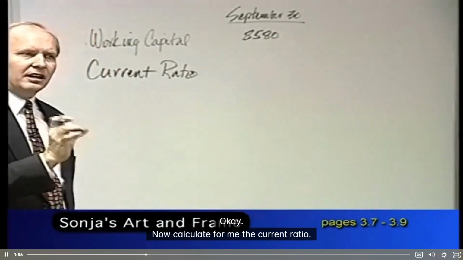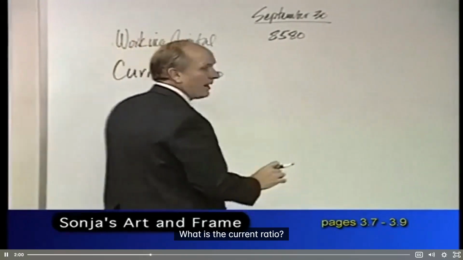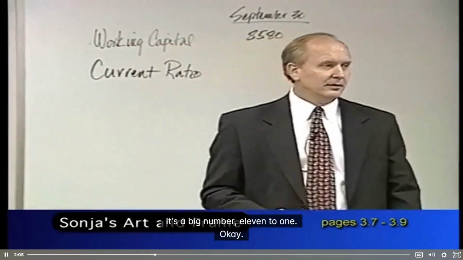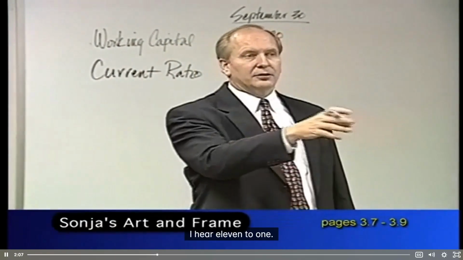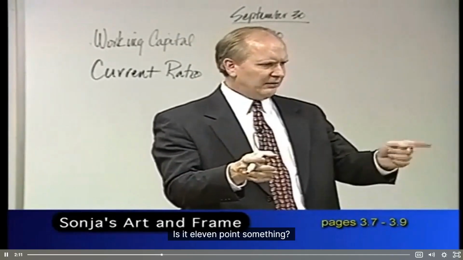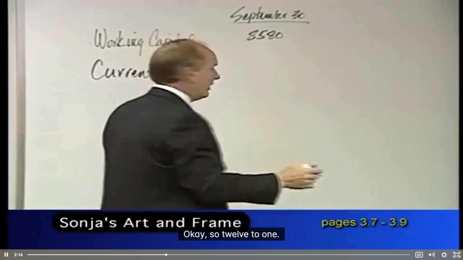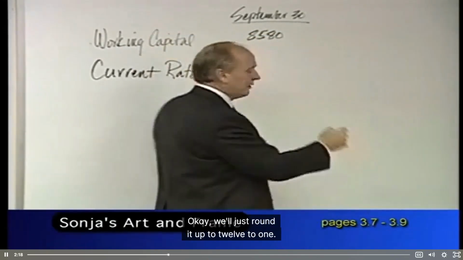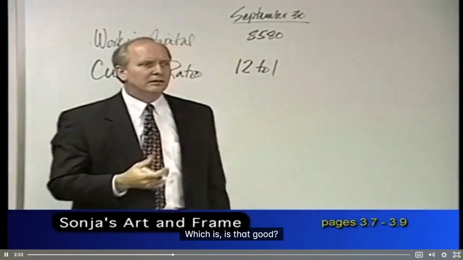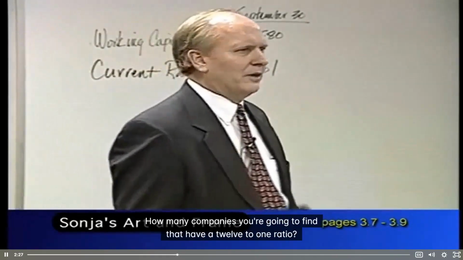Now, calculate for me the current ratio. What is the current ratio? What do we have? It's a big number. Okay, I hear 11 to 1. I think it rounds. Is it 11 point something? Okay, so 12 to 1. We'll just round it up to 12 to 1. Is that good? Oh, that's phenomenal. How many companies are you going to find that have a 12 to 1 ratio?